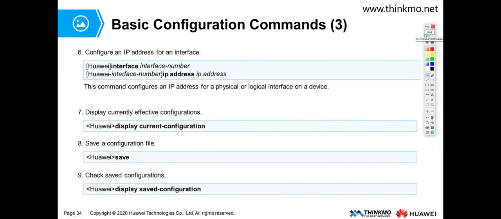If we want to enter the actual physical interface to configure some things, we use the interface command. For example, we enter the interface corresponding to a specific interface number, and then we configure the IP address for it. This IP address configuration can be applied to either a physical interface or a logical interface using this command. Besides these, we can also display what we have configured on the current device by using the display current-configuration command.